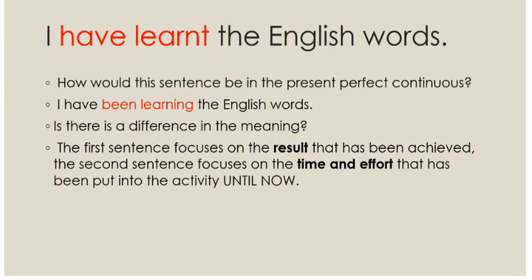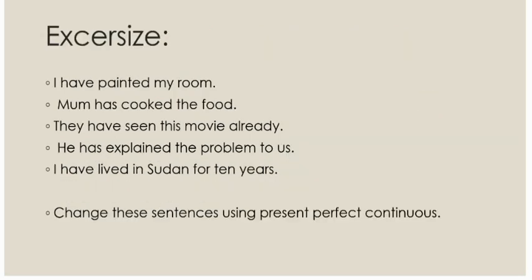Is there a difference in the meaning? I have learned the English words focuses on the result that has been achieved. You were learning, you were studying, and you have learned. This is the end result. The second sentence focuses on the time and the effort that has been put into the activity until now. I have been learning, okay? This is the effort that you have been putting in, all right? It's continuous.